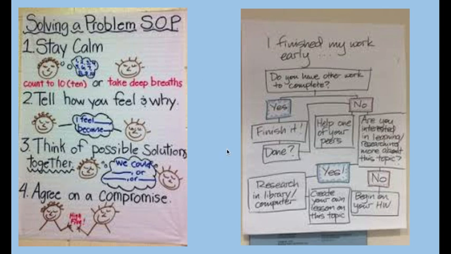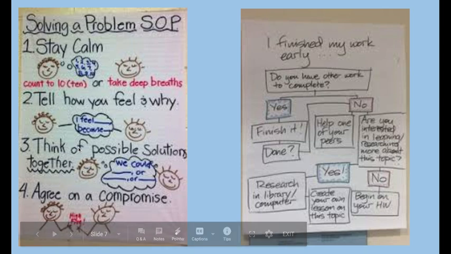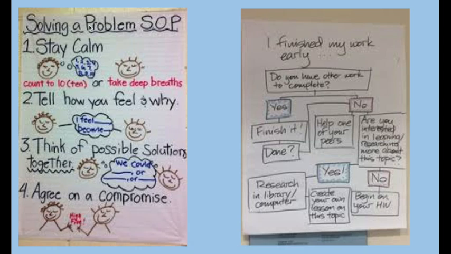This one is a different kind of process, and this is for solving a problem. And this could be any kind of problem, right? It could be a problem on the playground. It could be a problem in the classroom. But step 1 is stay calm. Step 2, tell how you feel and why. Step 3 and step 4. Step 4 ends with agree on a compromise. And so this looks like clearly they were having some issues with relationships, and the teacher was trying to help the kids learn how to solve it on their own. That is student agency, right? The teacher is not doing it for them.